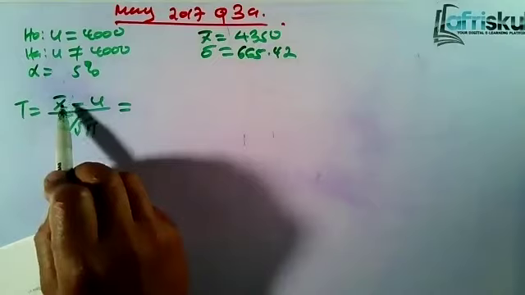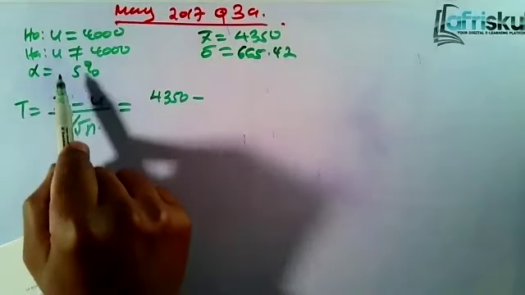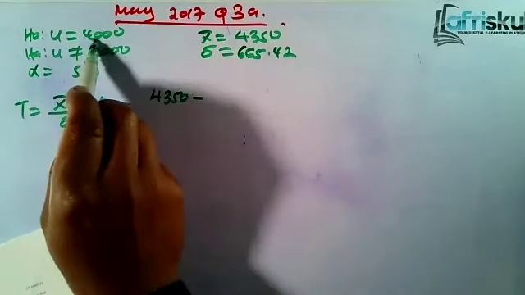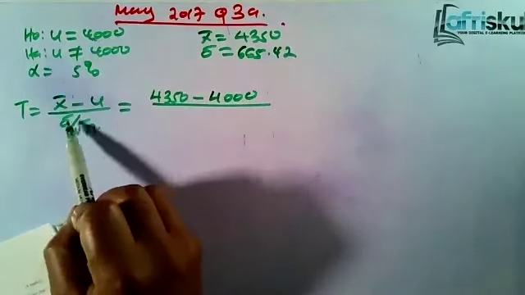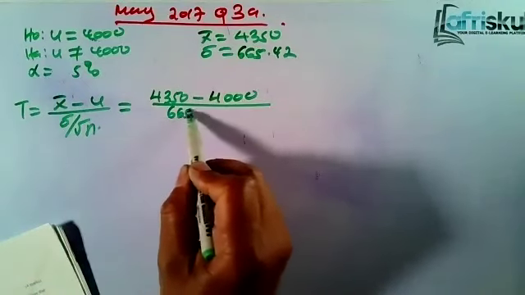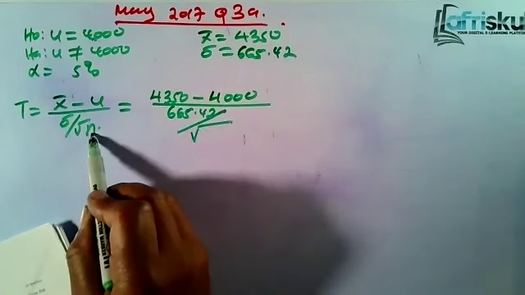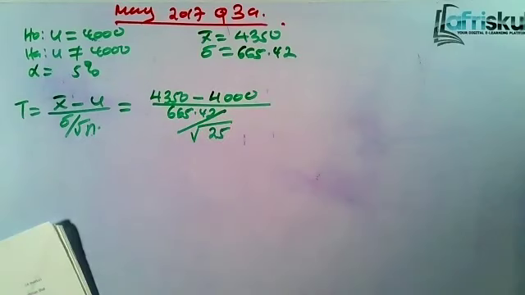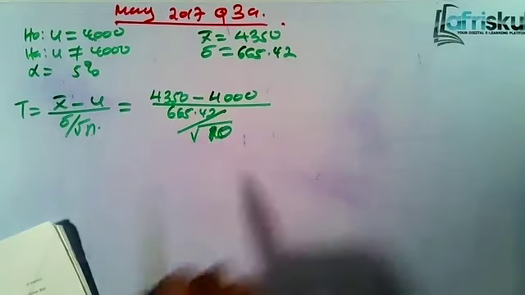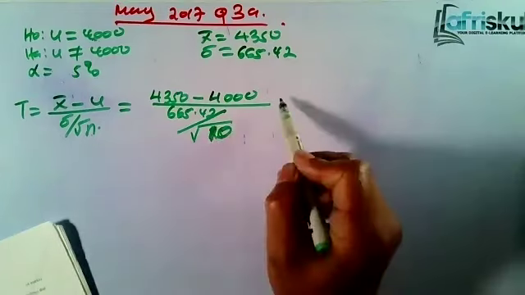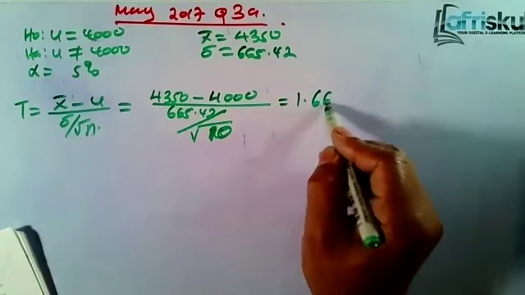So it will be x bar, which we already have here, 4350, minus mu. Our mu was 4000. You divide by the standard deviation, which we already have as 665.42, divided by the square root of n. And we require 25? No, sorry, our n was 10. So when you do it like that, you should get 1.663.